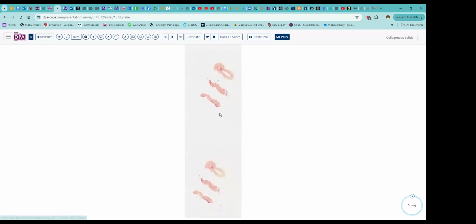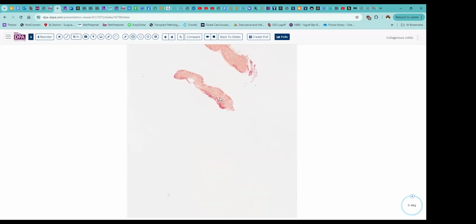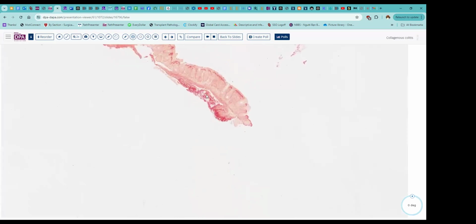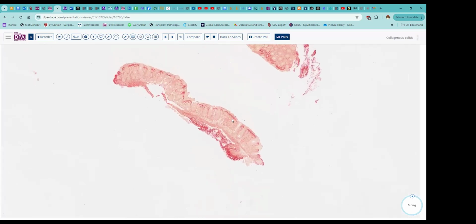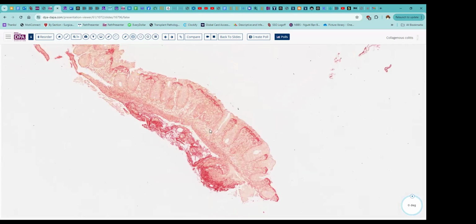Of course, with pseudomembranous colitis, with collagenous colitis, one of the tests of some help is the performance of a trichrome stain. This is not the typical stain that we use. We use a Masson's trichrome. This is a Gomori trichrome.